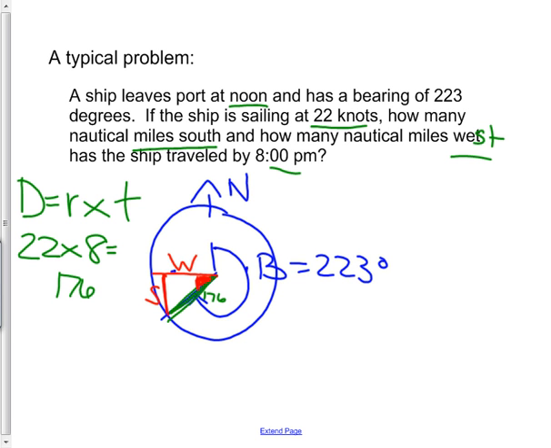So we said that from here all the way to here was 270. So we can say 270 minus our bearing, 223. And what does that come out to be? 270 minus 223, and that's 47 degrees. So 47's right in here. And now we're ready to look at our triangles, aren't we?